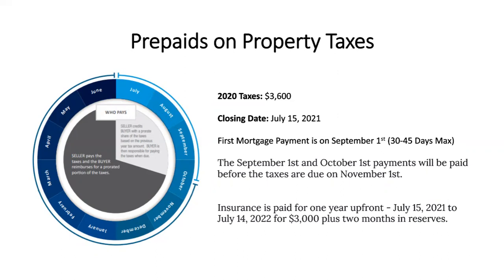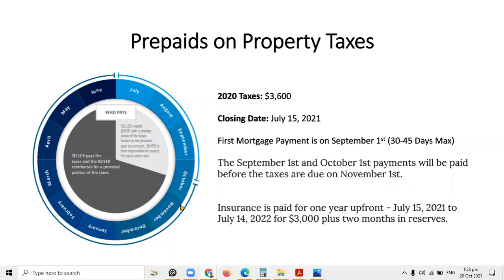the next mortgage payment that the buyer will pay is on September 1st, and then on October the 1st, and so on. But don't forget that the property taxes are due in November, which means that the buyer must have enough money in the escrow account for the mortgage servicer to be able to pay for the property taxes when the payment is due. So having said that, let's go ahead and use the calculator.